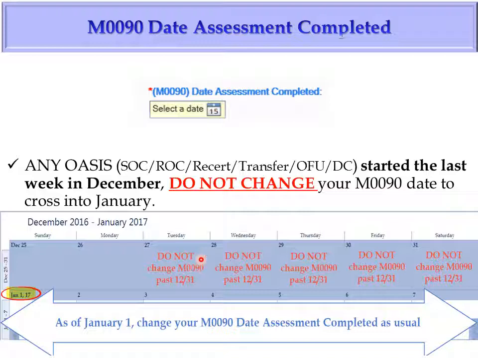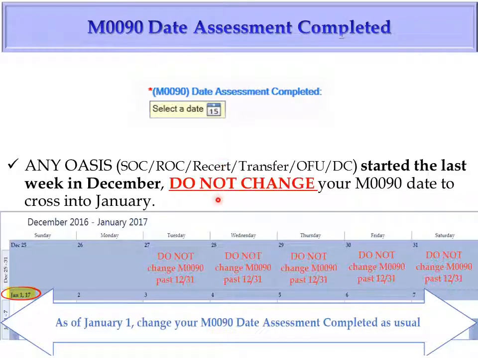through here, you can change your MU90 date for like a start of care through the 5th day of your assessment, but you don't want to cross over into January, because if you do an OASIS C1 the last week of December and then you change it to a January MU90 date assessment completed, then you'll need to complete an OASIS C2. So in other words, you're going to be redoing your OASIS. And nobody wants to do that.